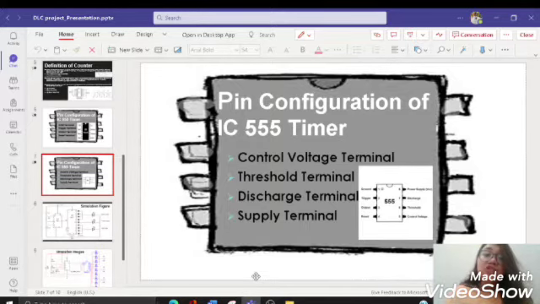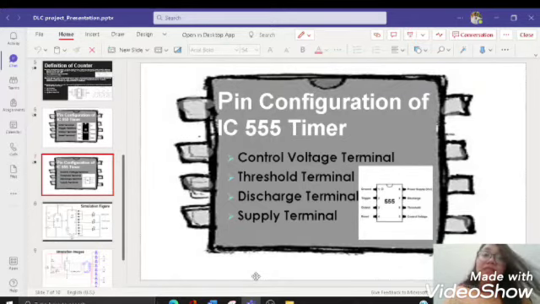Now, second one is threshold terminal. This is the non-inverting input terminal of comparator one, which compares the voltage applied to the terminal with a reference voltage of 2/3 VCC. The amplitude of voltage applied to this terminal is responsible for the set state of the flip-flop.